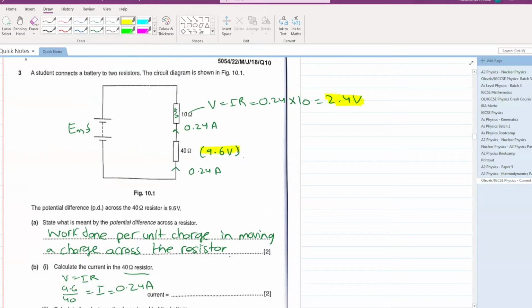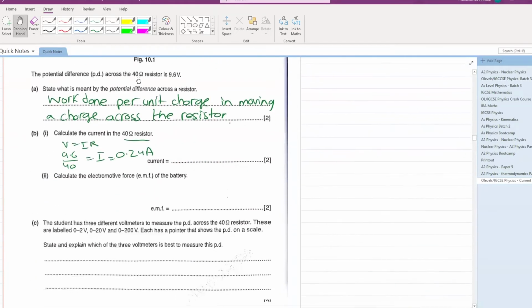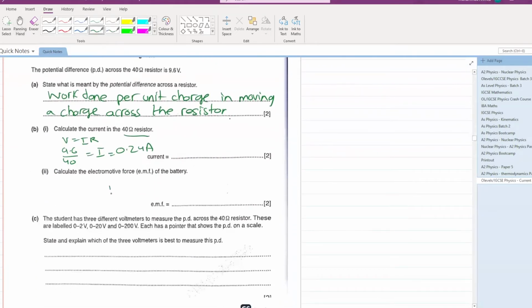The voltage across the 40 ohm resistor is 9.6. Add both of them up. This comes out to be 12 volts as your EMF. Your EMF comes out to be 12 volts.